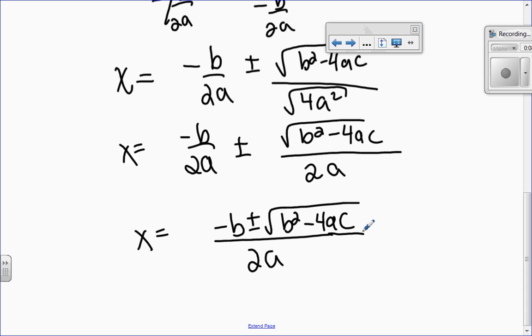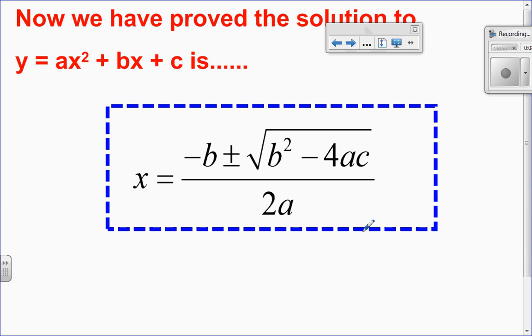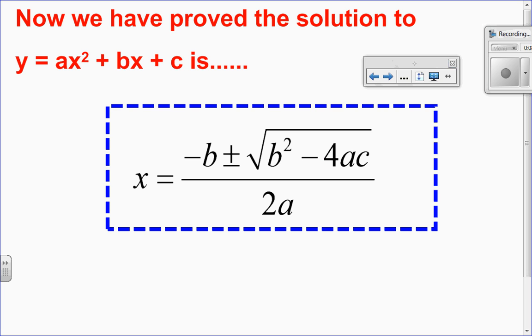So you can see by completing the square of a general form quadratic and then solving it, I end up with this equation. And that is actually called the quadratic formula. So what we've done is we have proved that the solution to a general form quadratic is given as x equals opposite b plus minus the root of b squared minus 4ac over 2a, and this is called the quadratic formula.